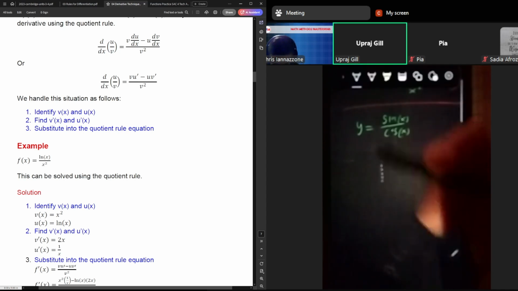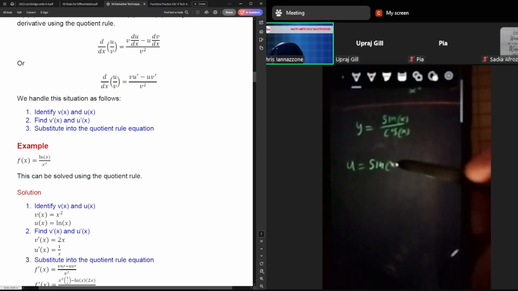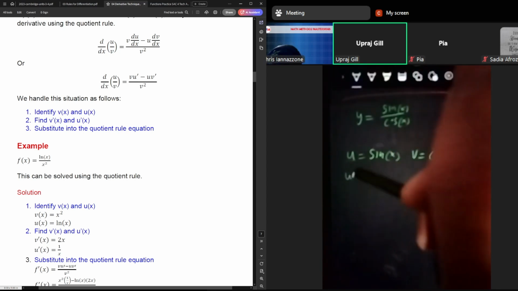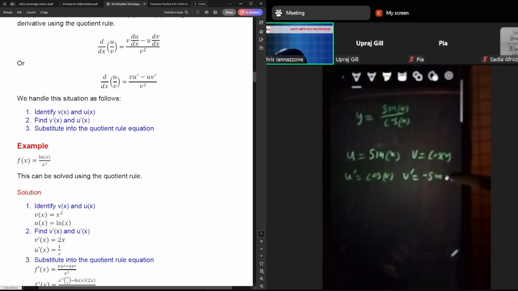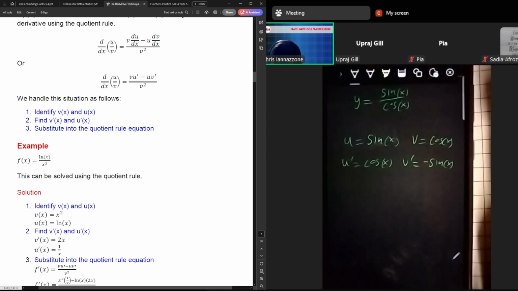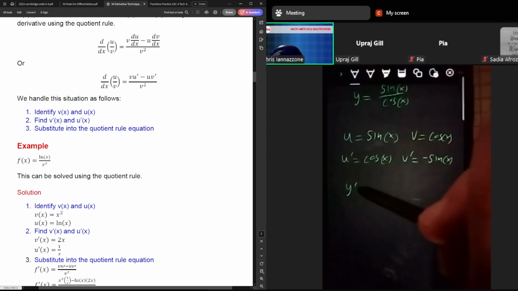We establish u as sine x and then v as cos x. Yep. U is sine x, v is cos x. And then u dash is cos x. And then v dash is negative sine x. Yep, those are good. Now I'm very curious to see if we can get it to look like 1 over cos squared at the end. Let's find out. So, if we start writing these out, what's it going to be?